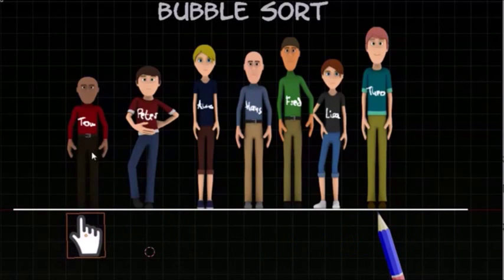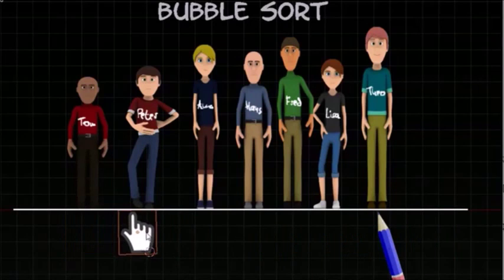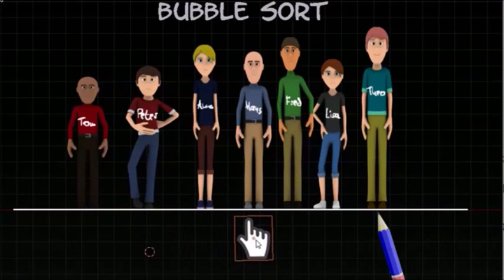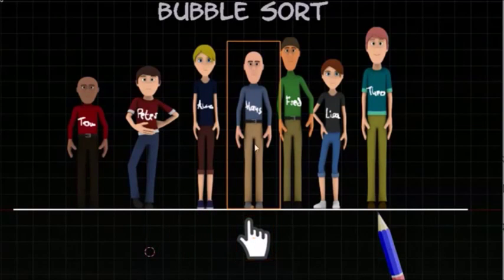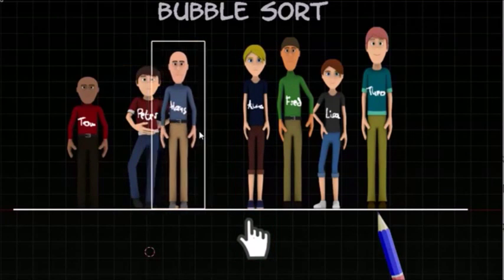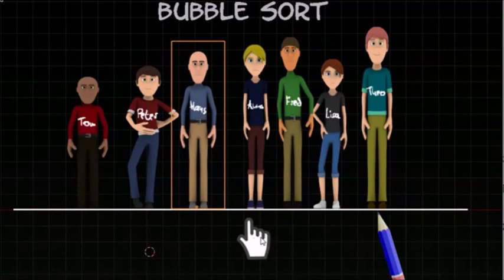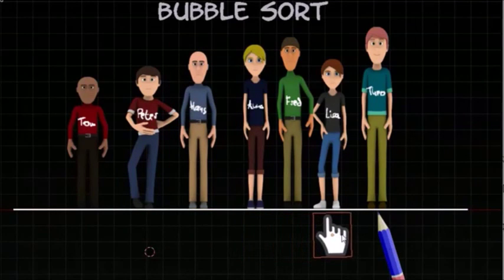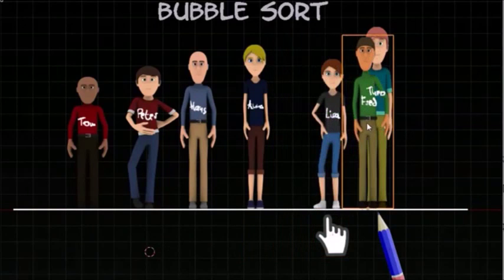I compare Tom to Peter, their position is correct. I compare Peter to Anna, their position is also correct. I compare Hans to Anna, and Anna is taller than Hans. So they have to swap. Then I compare Anna to Fred, their position is correct. I compare Fred to Lisa, and Fred is taller than Lisa, so they have to swap.